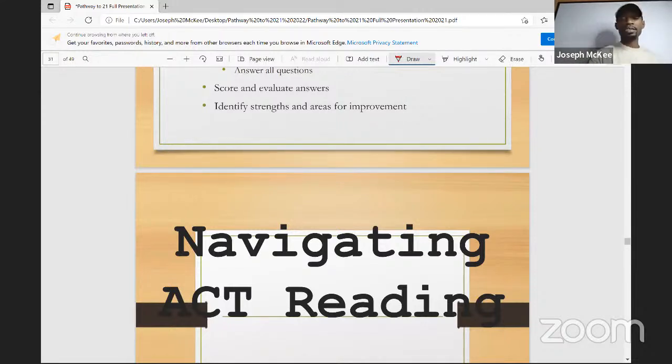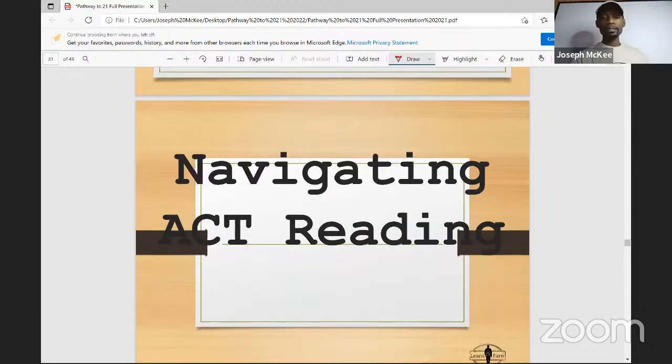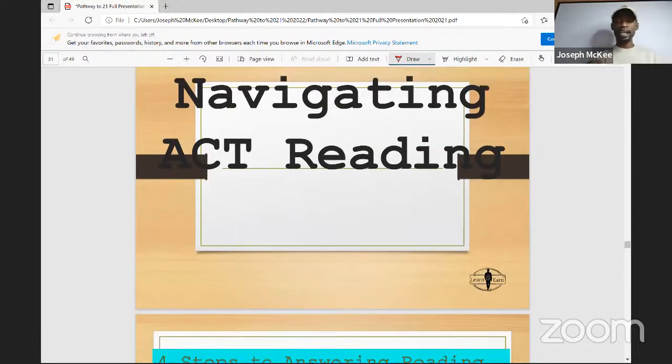So we got 2 more sections. And this is all about navigating the ACT reading. And then we got science. And we'll be done with this session.